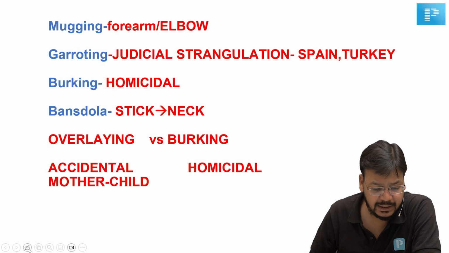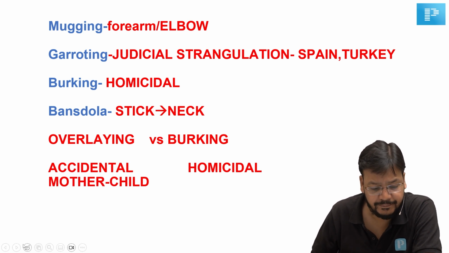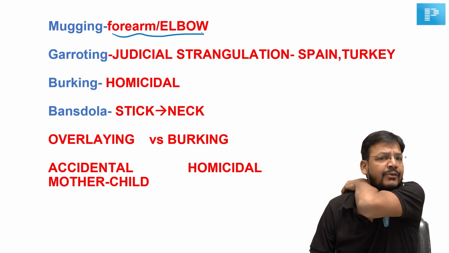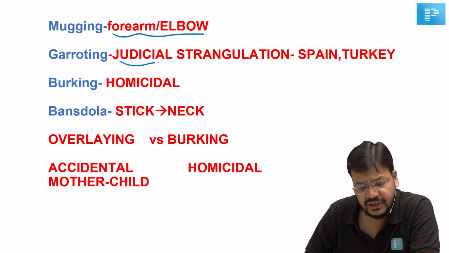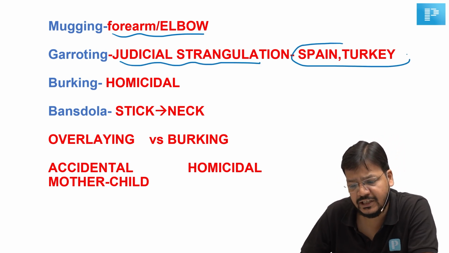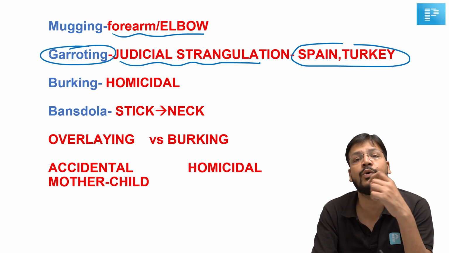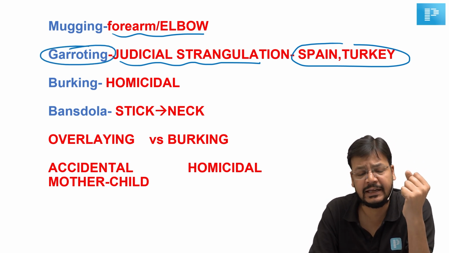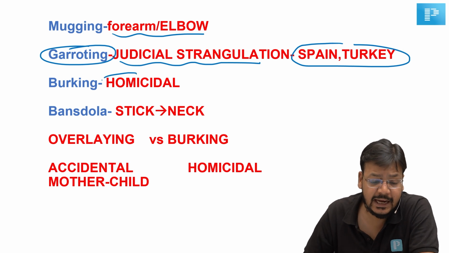Sir, mugging. What is mugging? Very, very important word. That is constriction by forearm and elbow. Judicial strangulation, which is common in Spain and Turkey, this is garroting. Burking is homicidal.